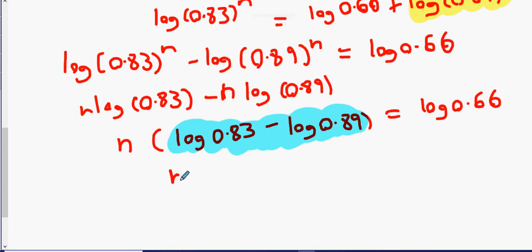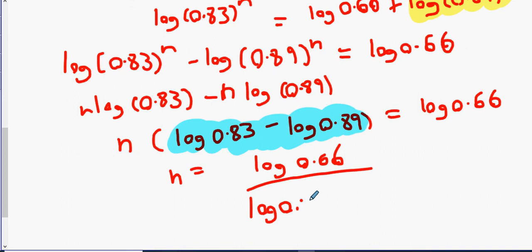So what's n equal to then? Log 0.66 divided by log 0.83 take away log 0.89. And what do we get there? 5.96, is it? Alright.